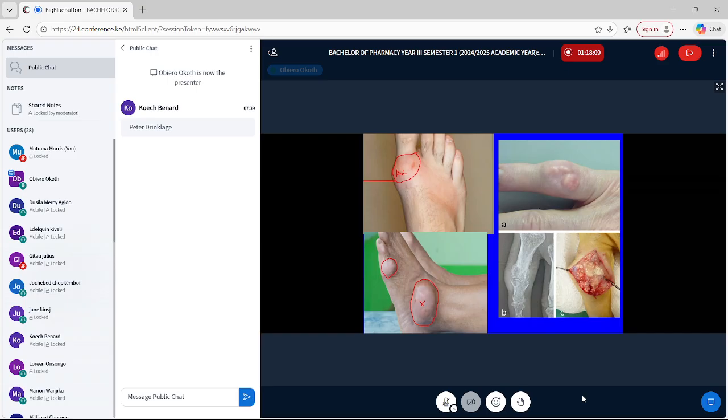This is another tophi. This is now tophi when it is cut. You can see this funny looking chalky material. This is a uric acid deposit, crystal of uric deposit surrounded by chronic inflammatory process, including a granulomatous reaction.